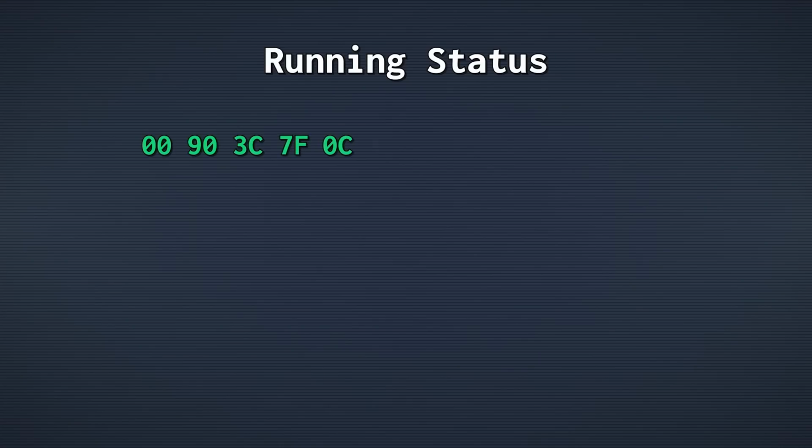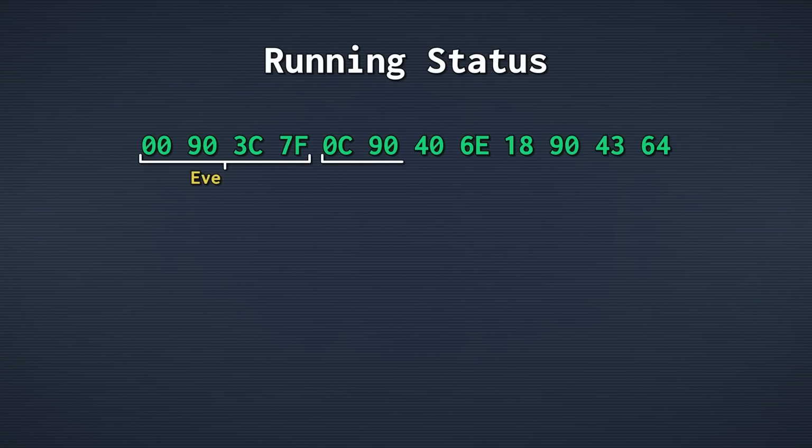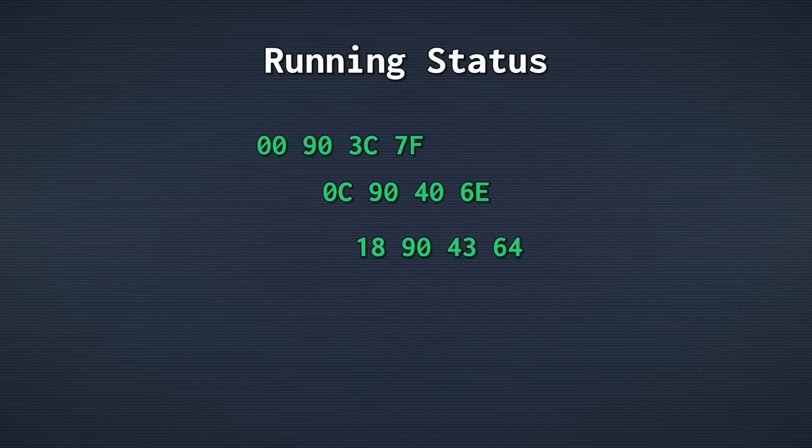Another complication when parsing events is something called running status, a very simple form of compression. Here are some events that you would find inside of a track chunk. All they do is play 3 keys with slight delays, forming a chord. We have event 1, followed by event 2, and then event 3. Now let's take these events and align them row by row.